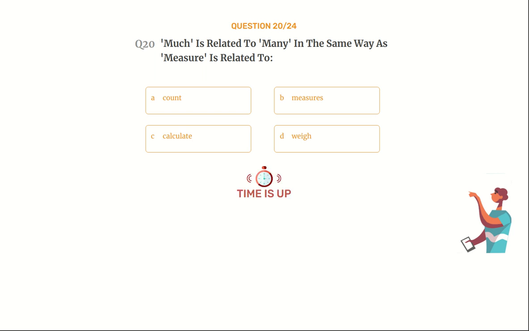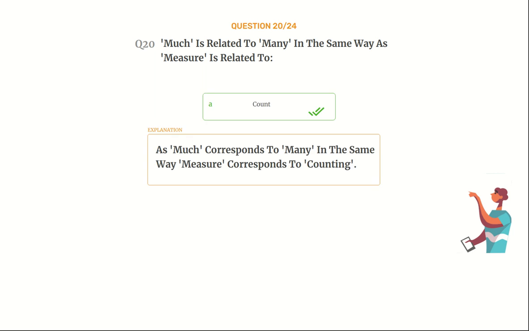The correct answer is option A. Count, as much corresponds to many, in the same way measure corresponds to counting.